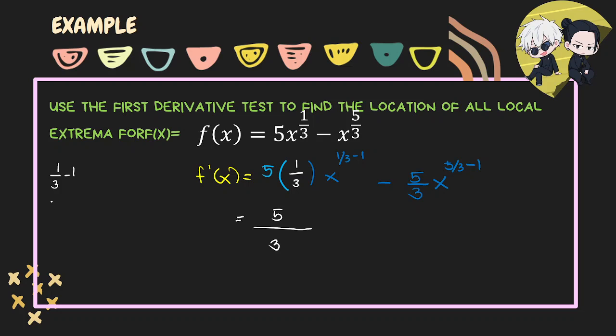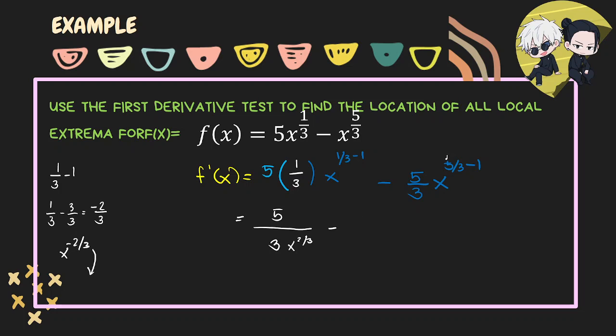1 third minus 1 is equal to 1 third minus 3 over 3. So, therefore, the answer is negative 2 third. So, therefore, our x is negative 2 third. So, para mababa, since ibababa natin si x negative 2 third, sa denominator, magiging x raised to 2 over 3 siya. Minus 5 third minus 1.